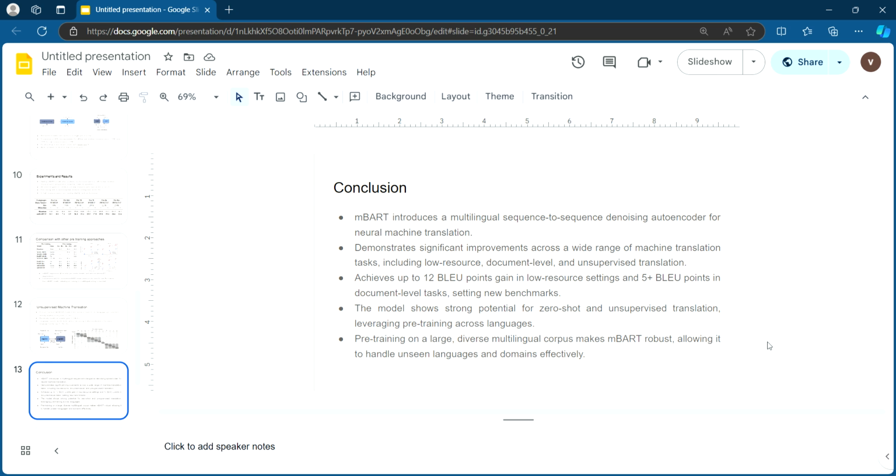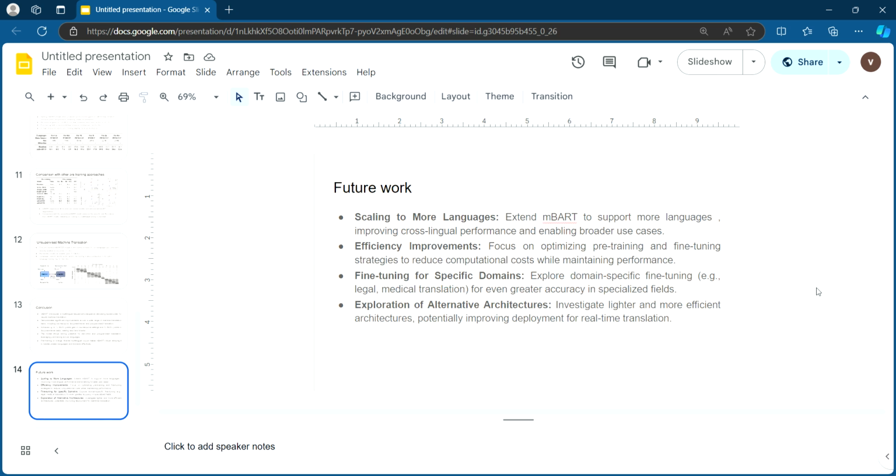So we can conclude that pre-training on multilingual settings becomes essential for downstream task efficiency, like machine translation. We have seen +2 to +12 BLEU points for low resource settings and +5 for document level tasks. So these two are the new state of the art performances that this has shown. Also, we have seen zero shot and unsupervised translation, which earlier models did not show.